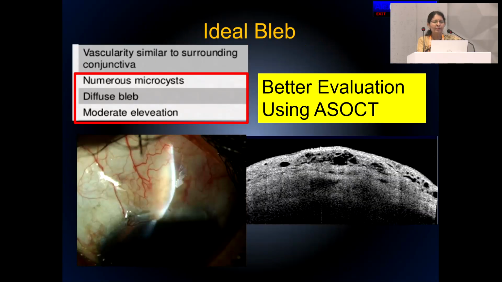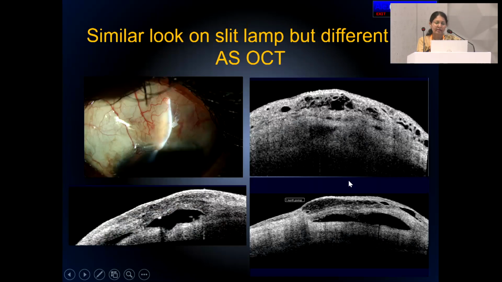So an ideal bleb should be good if its vascularity is similar to the surrounding conjunctiva. It has to have numerous microcystic areas. It should be diffuse and with a moderate elevation. This is the slit lamp picture, and it is better visualized if you use the AS-OCT imaging. So similar looking blebs on the slit lamp can have a different presentation on the AS-OCT.